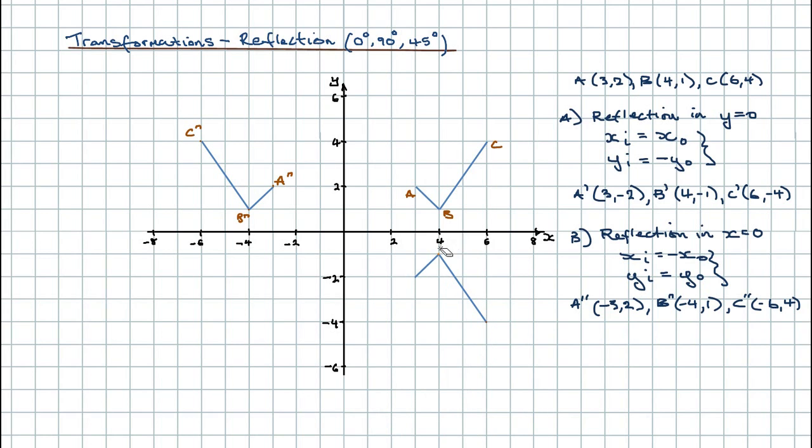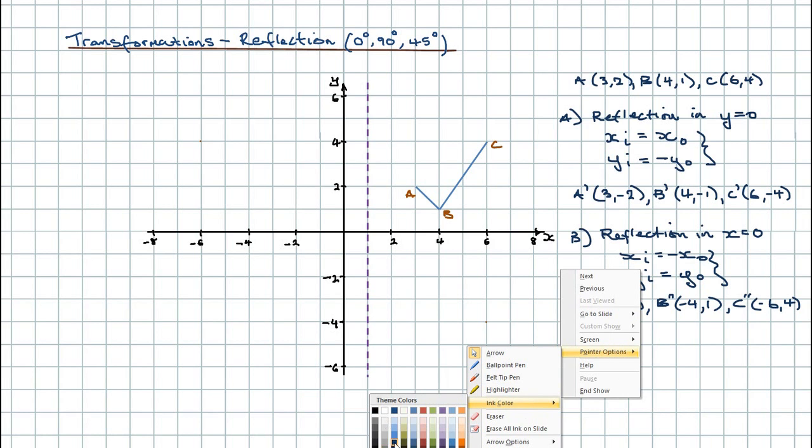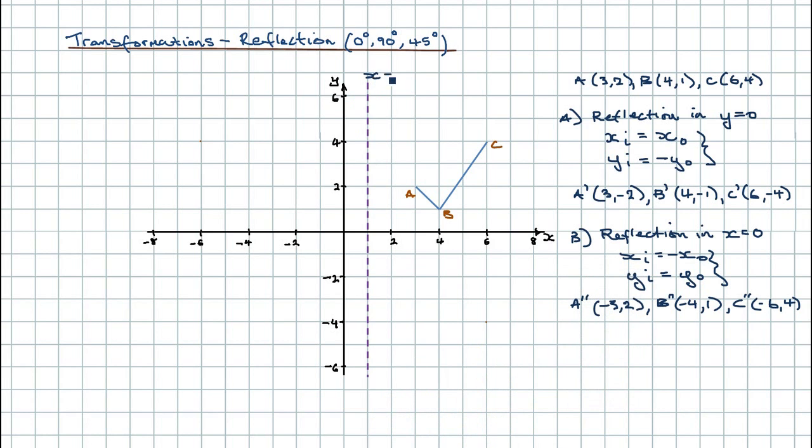So let's erase these to start with. Okay. So let's get rid of those. Alright, so this time what I'm going to do then is I'm going to draw a line, let's say at x equals 1. So that will be here, going through 1 on the x-axis. Okay, let's label it. X equals 1. And let's start plotting our reflections.